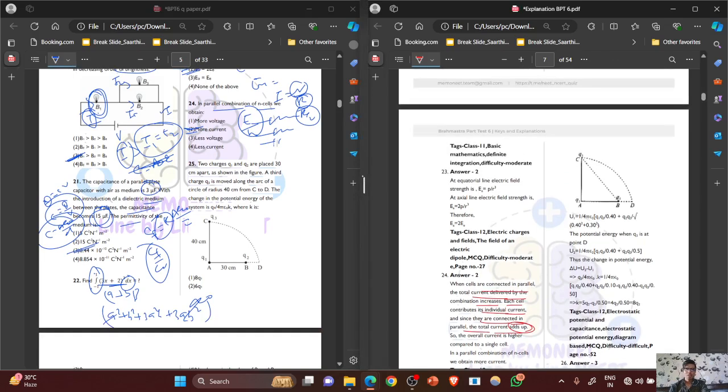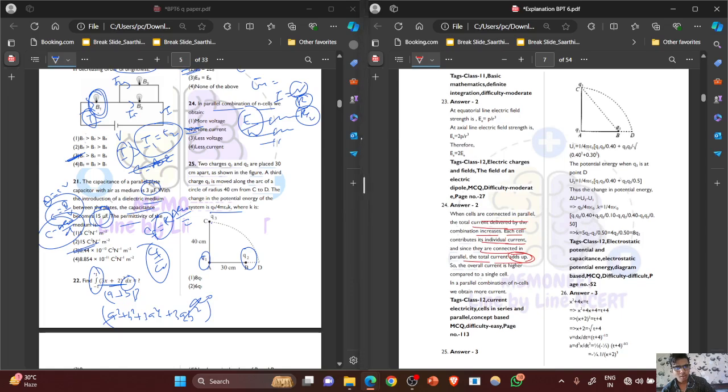Moving to the next question. Two charges Q1 and Q2 are placed at this distance. Okay. A third charge Q3 is moved along an arc of a radius 40 centimeters from C to D. The change in potential energy of the system, okay. It is asking the change in potential energy. So first you need to understand it out. Okay, first two charges are placed as shown in the figure. A third charge Q3 is moved. So first you need to understand initially what will be there.